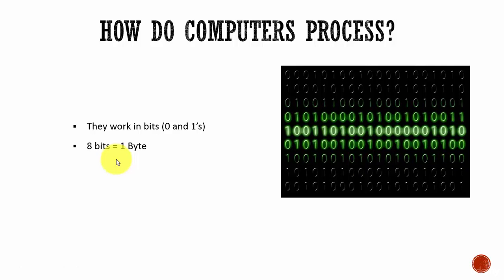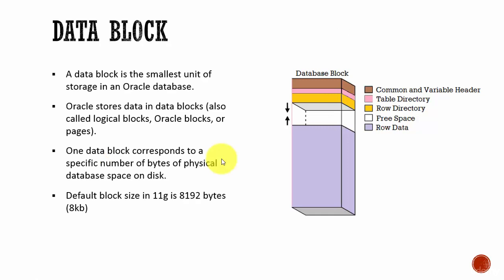Whenever we talk about computers, we know they process in the form of zeros and ones, right? In the same way, the Oracle database processes in the form of data blocks. Yes, just like how 0 and 1 is the smallest unit for a computer, for a database, the data block is the smallest unit of storage in an Oracle database.